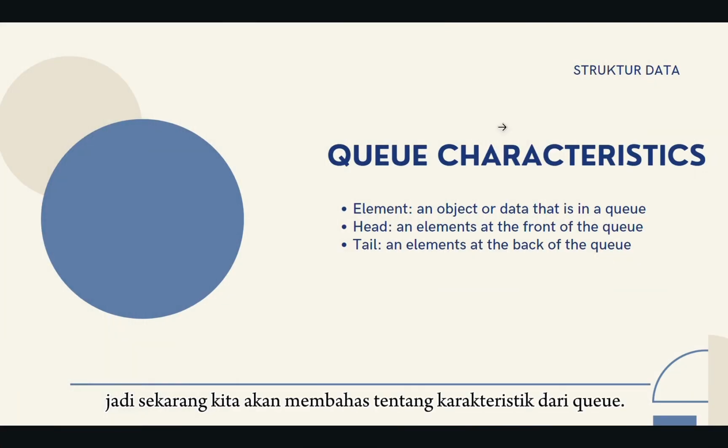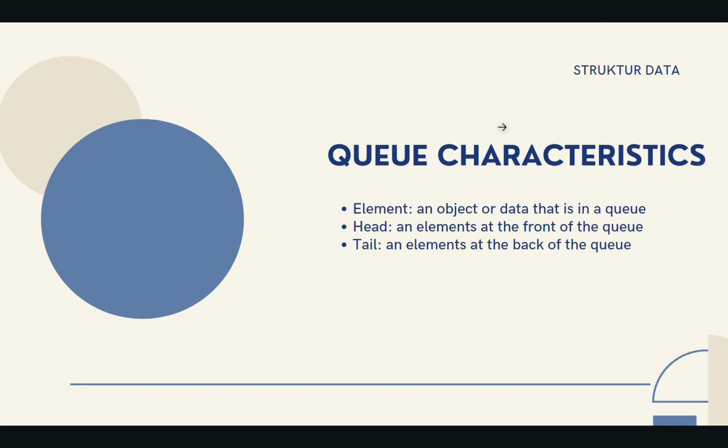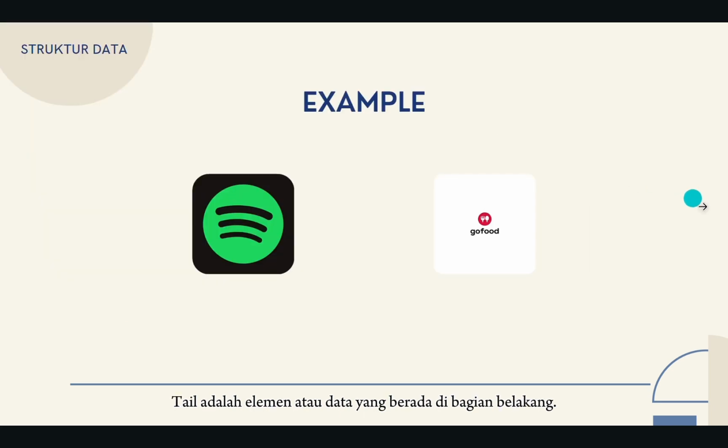Okay, so we're going to talk about the characteristics of queues. First is element. An element is an object or data that is in a queue. Head is an element at the front of the queue, and tail is an element at the back of the queue. Examples are the queue for songs on Spotify and the queue for food orders on GoFood.